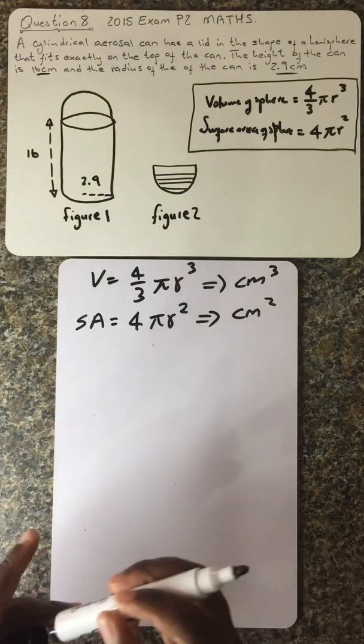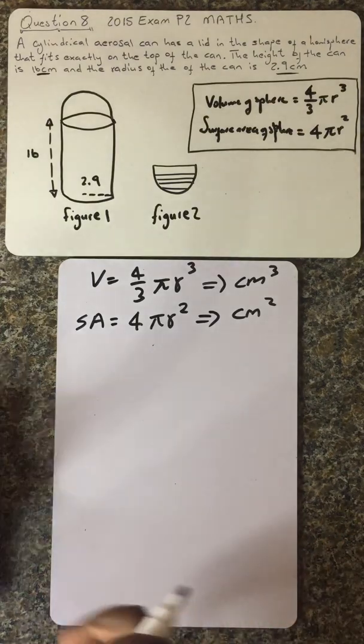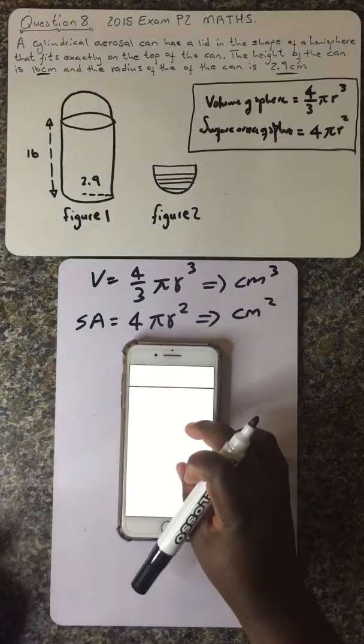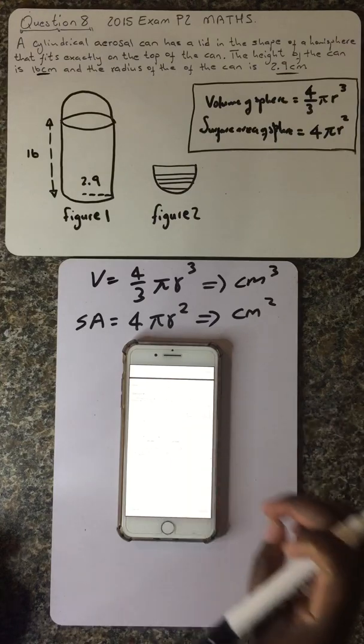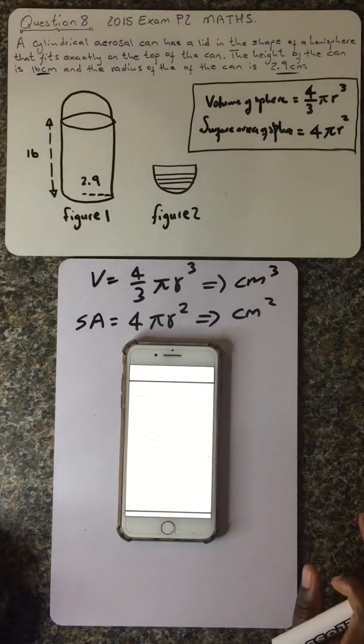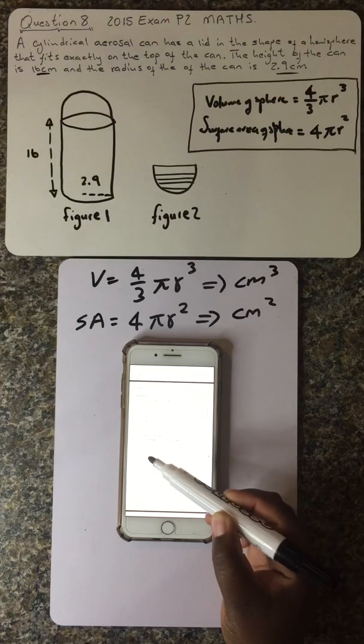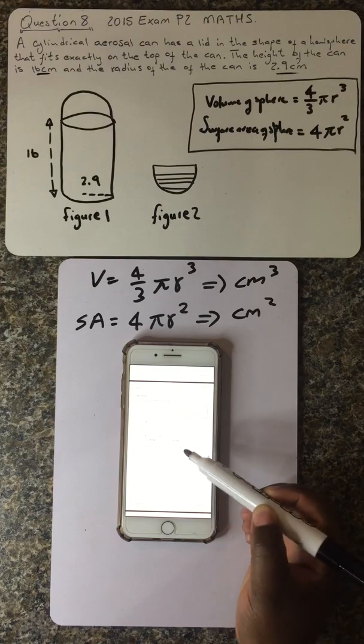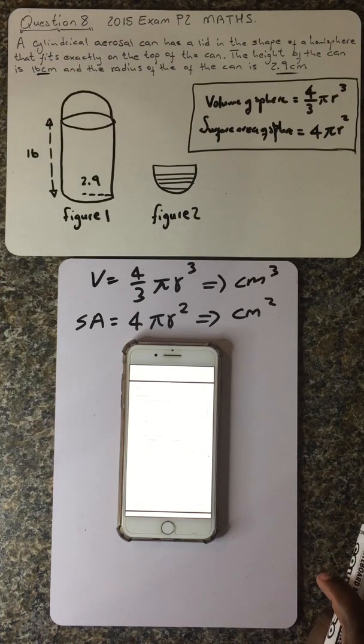So let's now move to our very first question. Remember guys, I've got this question paper from my Telegram channel. I'll quickly read through what the question says. Calculate the surface area of the can with the lid in place, as shown in figure 1, and this question is allocated 5 marks. They want you to calculate the surface area of the can with the lid in place as shown in figure 1.